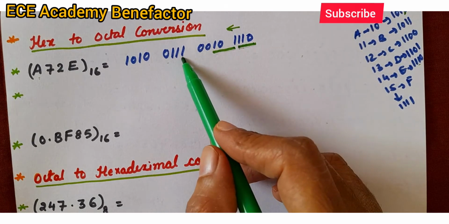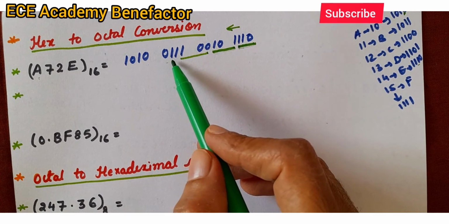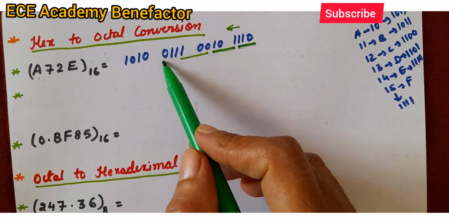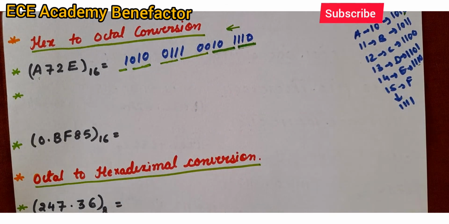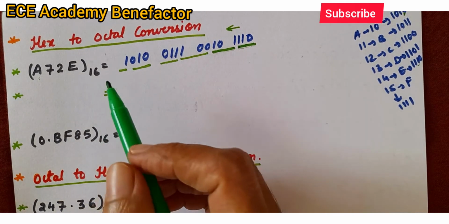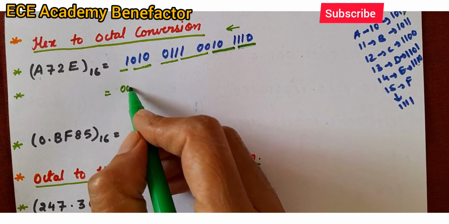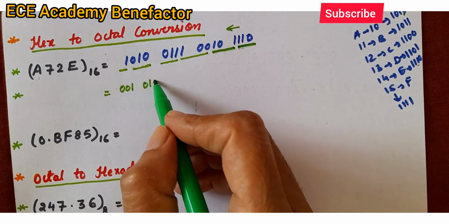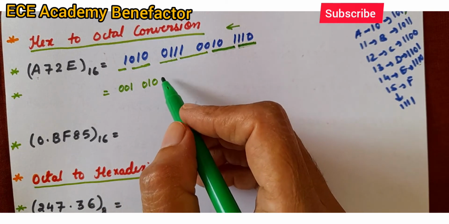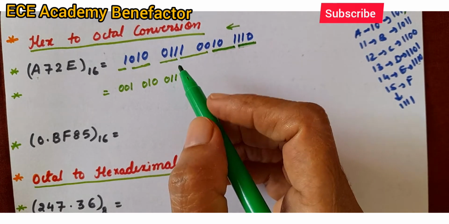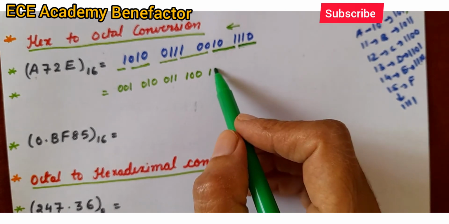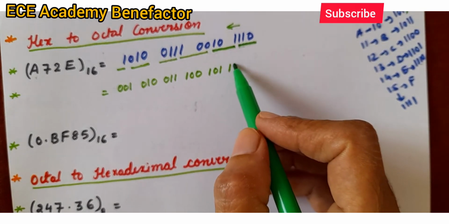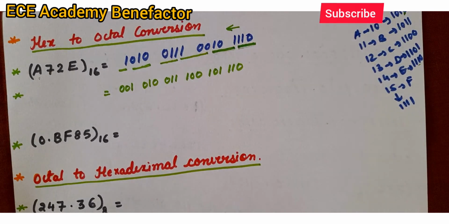101, 100, 100, 011, 010, and we are left with a single 1. So we can write 001, 010, 011, 100, 101, 110. Okay. So what is the answer?